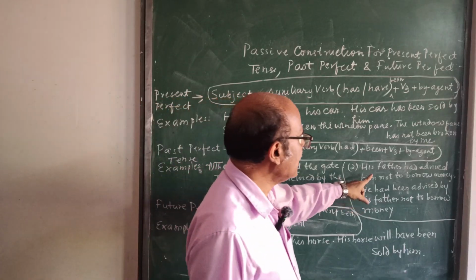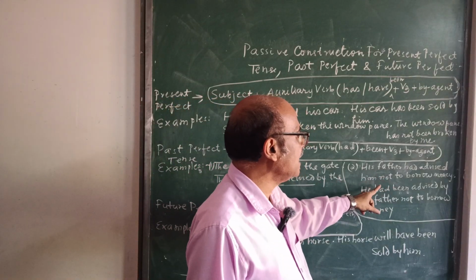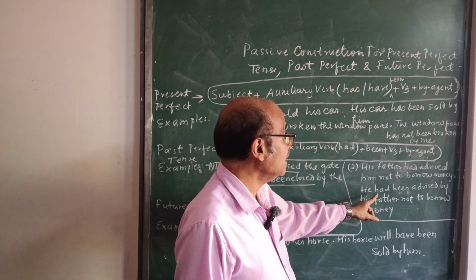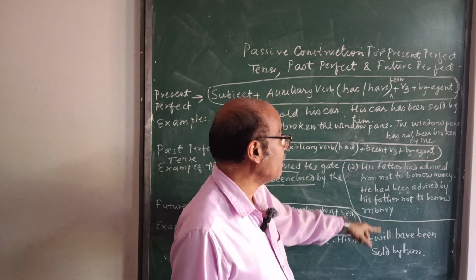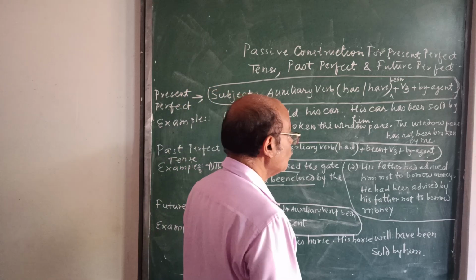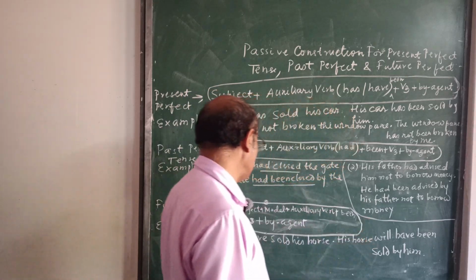Second sentence. His father had advised him not to borrow money. He had been advised by his father. He had been advised by his father not to borrow money.